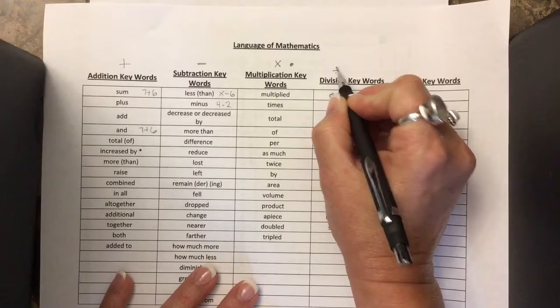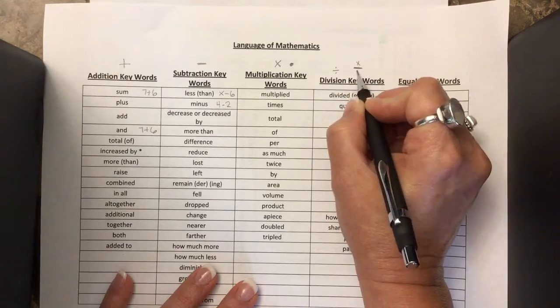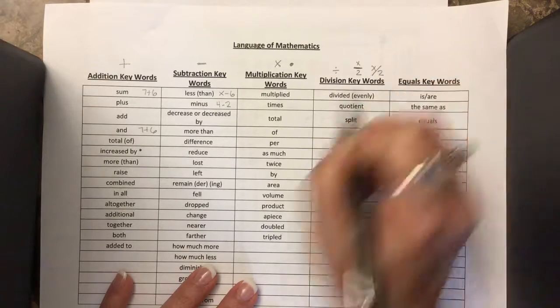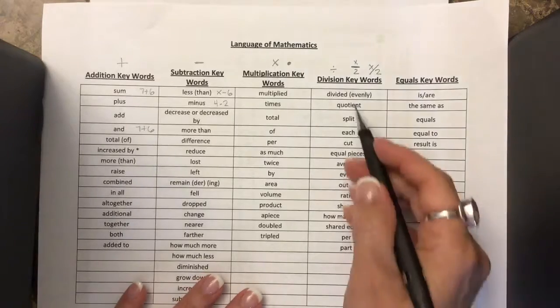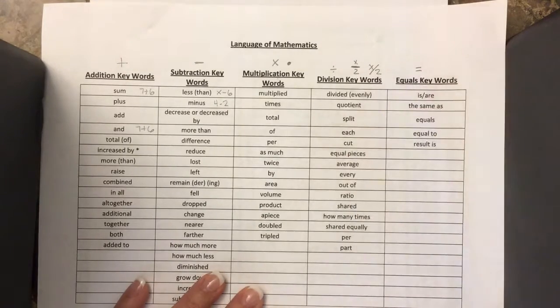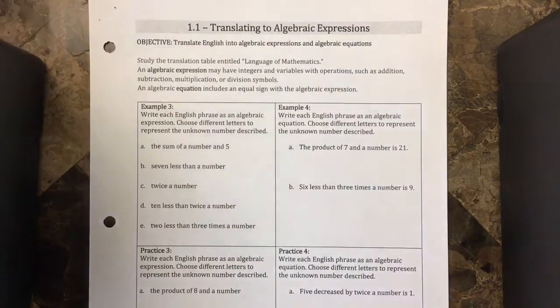Division, sometimes we use the division symbol, or we just simply put something like X divided by 2. We would just use this symbol, or sometimes people use that one. That's fine. So these are words that would indicate that there's some division going on, and then equals. Sometimes it's an expression, sometimes it's an equation. If you have these words over here, that would be equals. All right, so let's do a few translations.